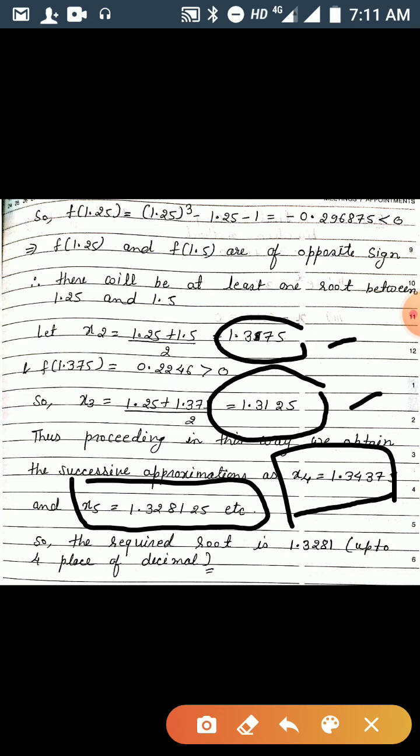We have the values 1.37, 1.31, 1.34, 1.32. So we are getting just similar solutions. So we can write that the required root is 1.3281 up to 4 places of decimal. In bisection method, we will find till 5th approximation, means till x5 you have to derive the solution.